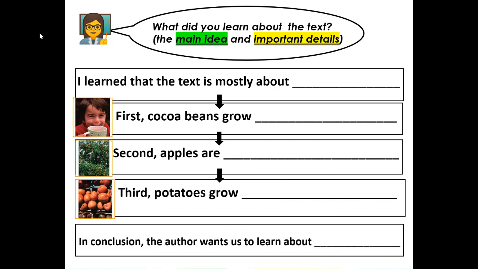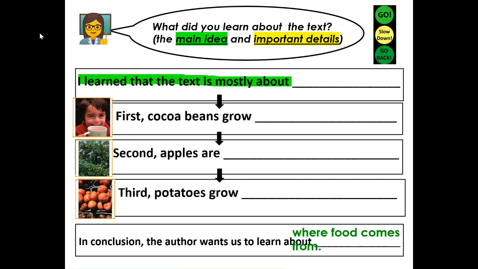You're also going to answer this question. What did you learn about the text, the main idea, and important details? Using the green, yellow, green colors. I'm going to give you our topic sentence. I learned that the text is mostly about where food comes from.